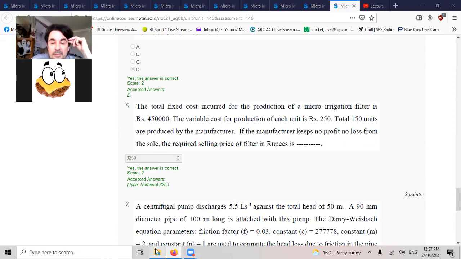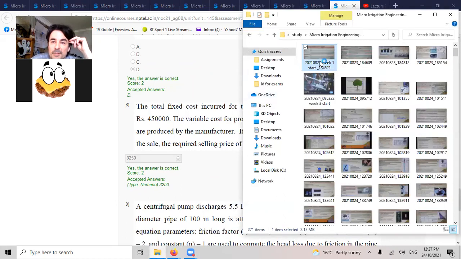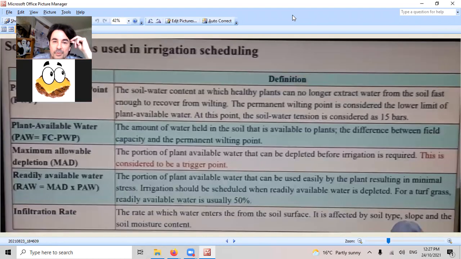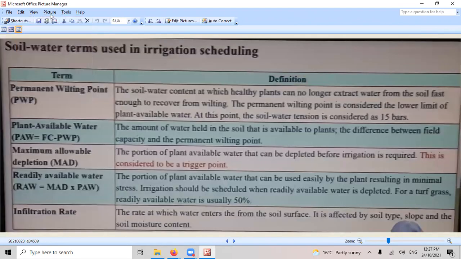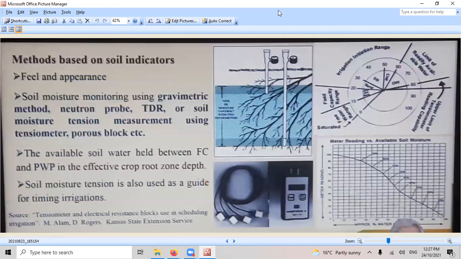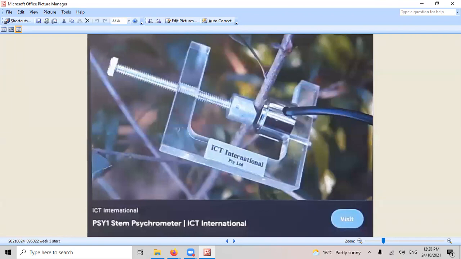All of this. So now I can show you some. This is the slides that I took from the classes, and I'll just skip through. Things come up. Based on soil indicators. Different potentiometers, soil moisture reading. They're cool. The porous probes, they've got calcium carbonate or something in it, and they really work very well. That's cool. Look at that, to measure the stem. So cool. Psychrometer.